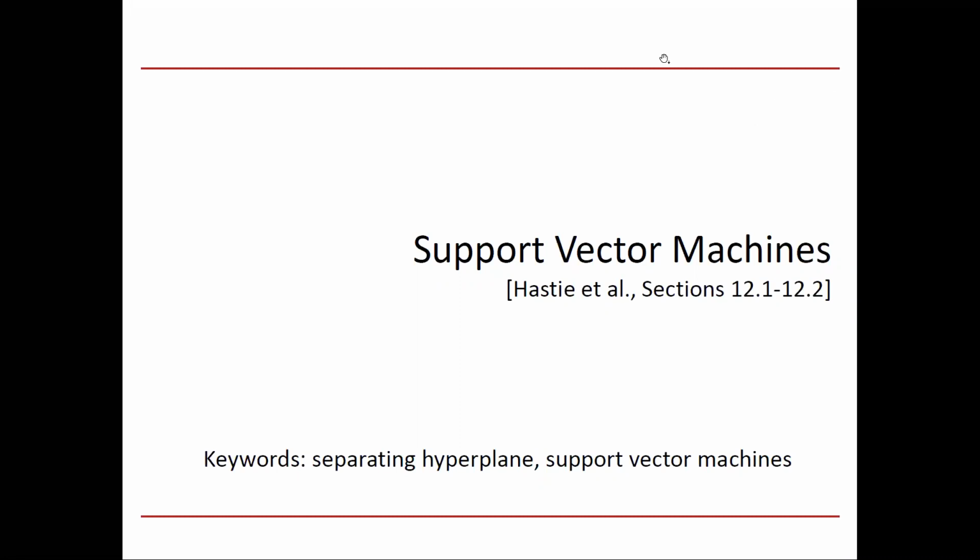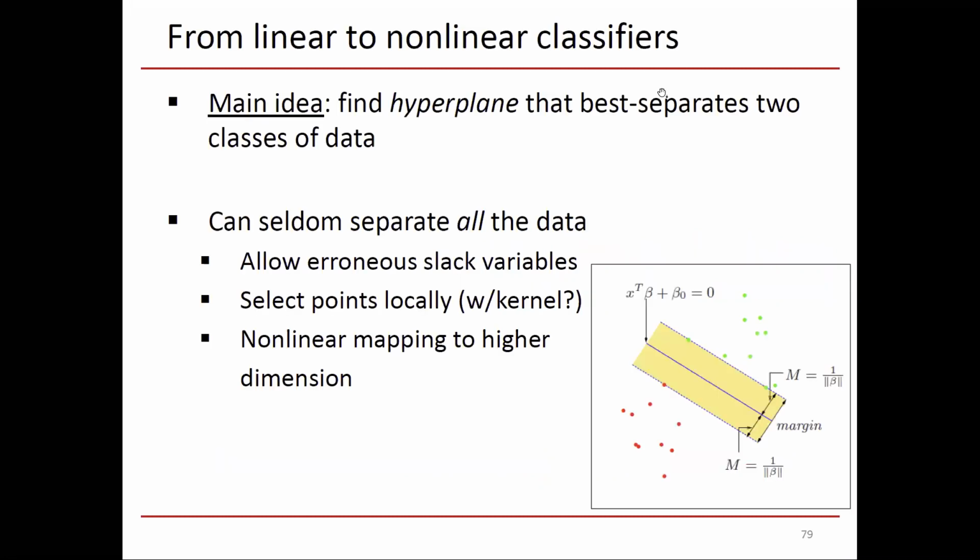So let's get started. The main idea here in support vector machines is that we're going to find a hyperplane that best separates two classes of data. This is basically a classifier, and what you can see in this illustration is that you have green dots and red dots. If some of you by chance are colorblind to green and red, this is the book's illustration, not mine.